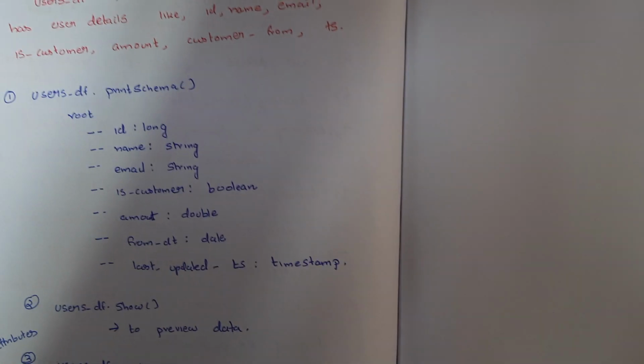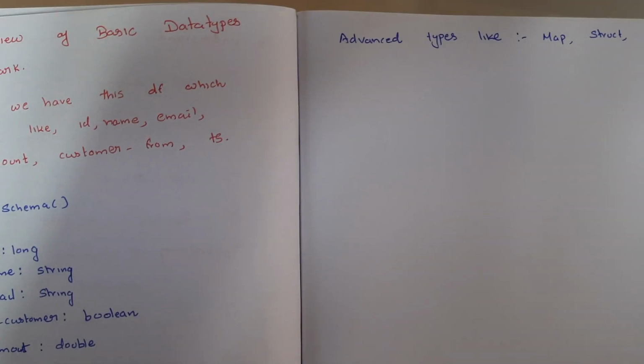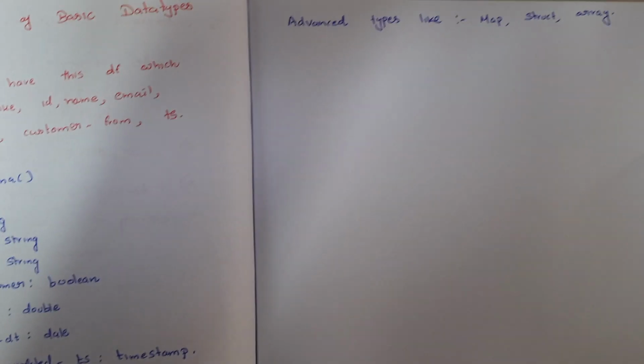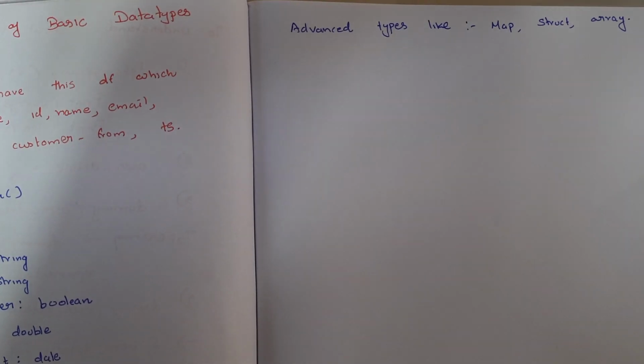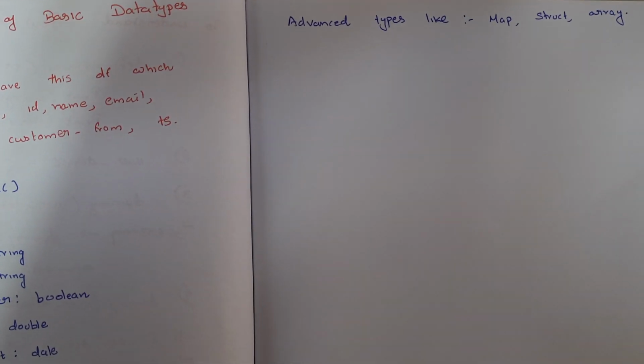We have other advanced data types, like map, struct, and array, that we will see in the upcoming sessions.